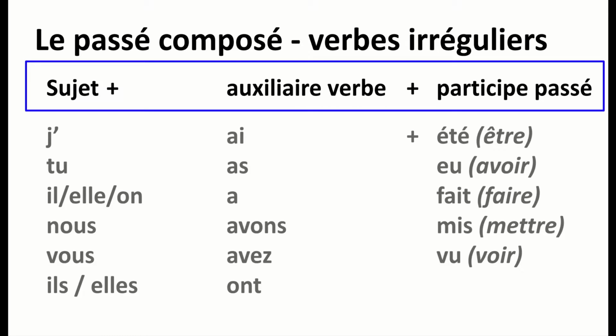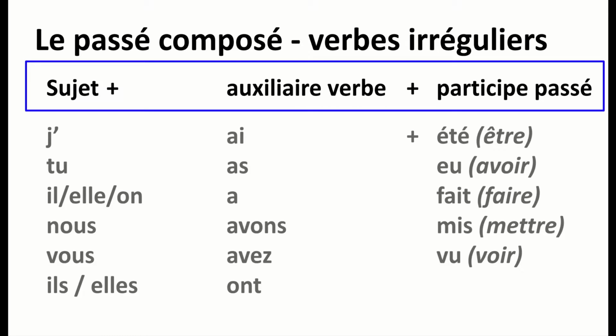And then there is the past participle with the infinitive, l'infinitif entre parenthèses. Okay, so j'ai été, I was. J'ai été à Spanaway la semaine dernière. I was in Spanaway last week. J'ai eu. J'ai eu un accident de voiture. Okay, I had a car accident.